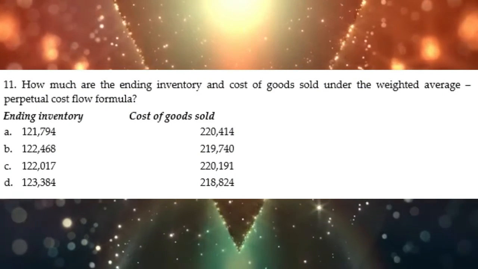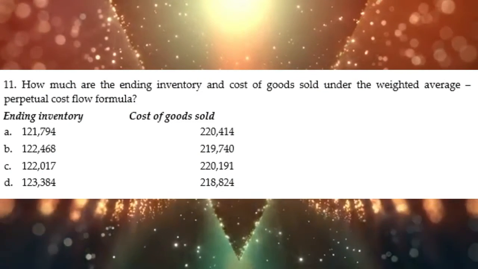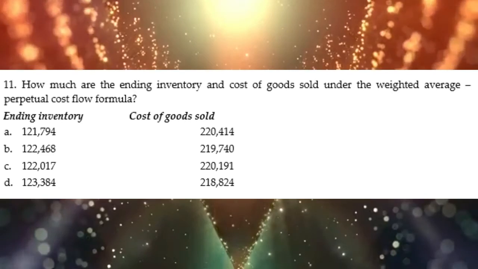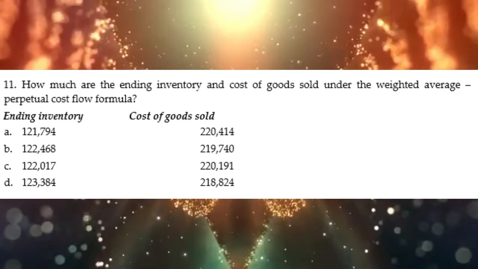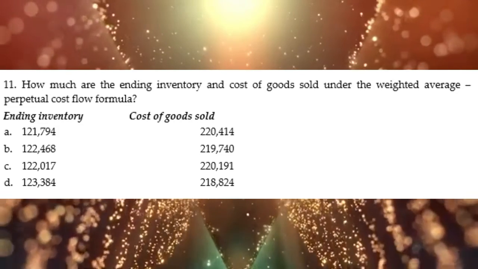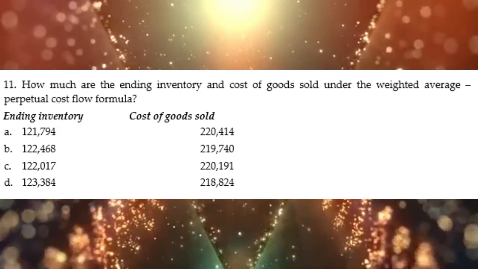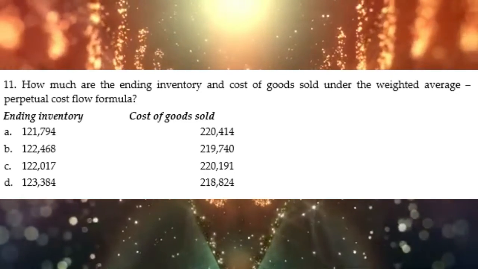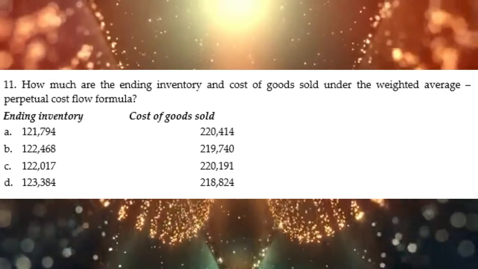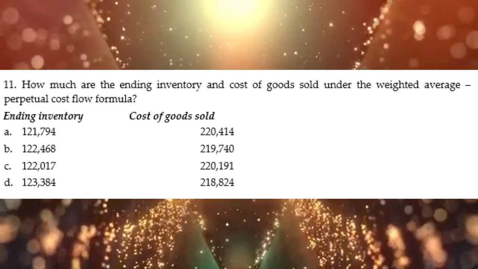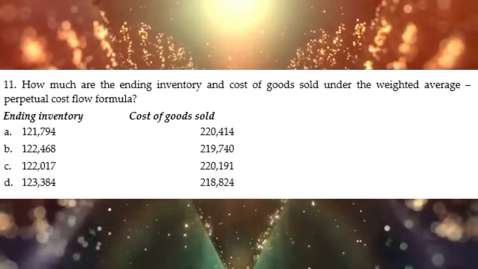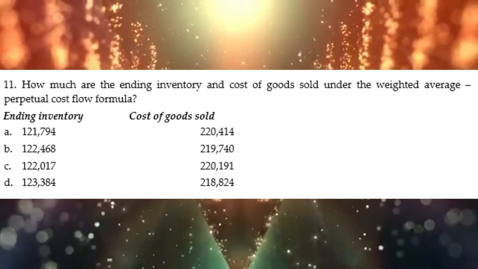Number 11. How much are the ending inventory and cost of goods sold under the weighted average perpetual cost flow formula? A. Its ending inventory is 121,794. Its cost of goods sold is 220,414. B. Its ending inventory is 122,468. Its cost of goods sold is 219,740. C. Its ending inventory is 122,017. Its cost of goods sold is 220,191. Letter D. Its ending inventory is 123,384. Its cost of goods sold is 218,824.